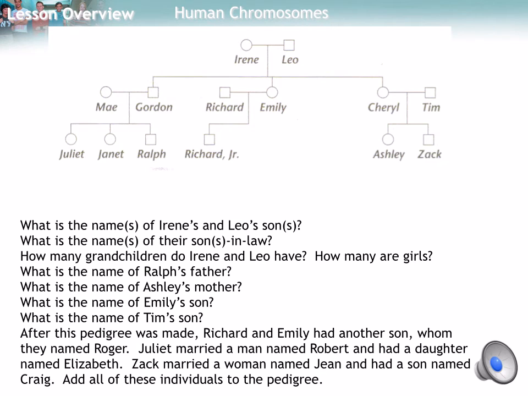So I need you to pause the video and take a look at the problem on your paper. In this problem, you'll see a pedigree and you need to answer the questions that are there. The last question, you will need to add on to the pedigree using the symbols that we just learned.